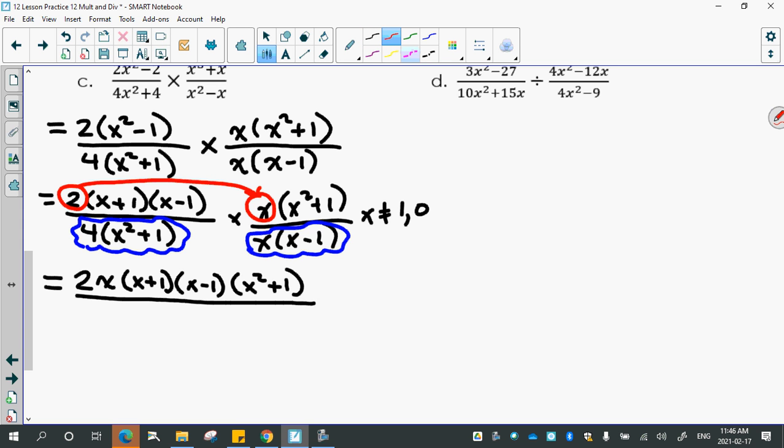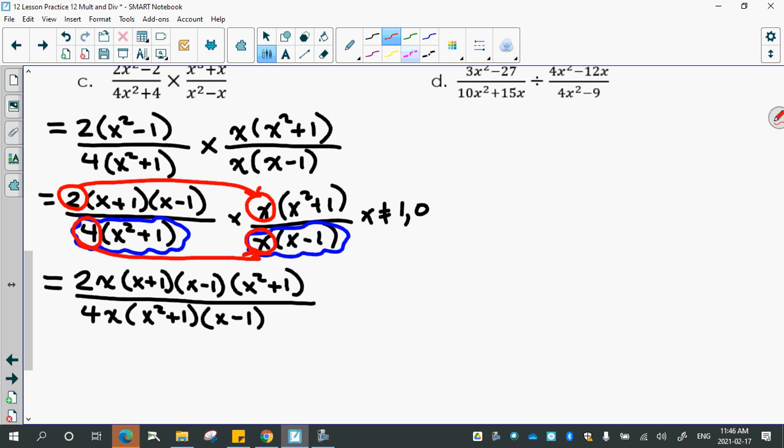Same thinking in the denominator. Here's one monomial, 4, and it's going to multiply this other monomial, x. 4 times x gives me 4x. Good. And then my binomials, x squared plus 1 and x minus 1. So now I've multiplied the numerators together with the monomial out front and the denominators together with the monomial out front. Okay? So now I reduce.